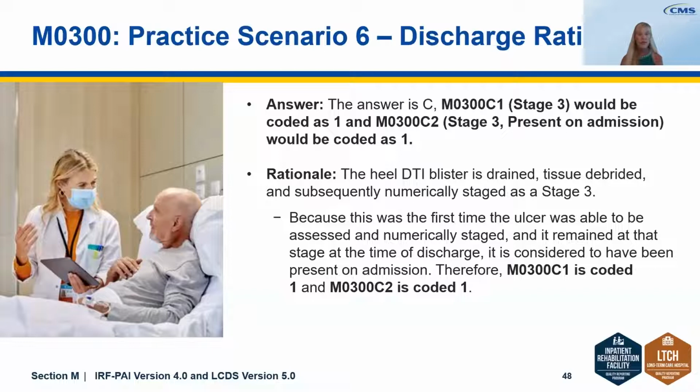And because that was the first time the ulcer was able to be assessed and numerically staged, and it remained at that stage at the time of discharge, it is considered to have been present on admission. Therefore, MO300C1 is coded as a 1, and MO300C2 is coded as a 1.